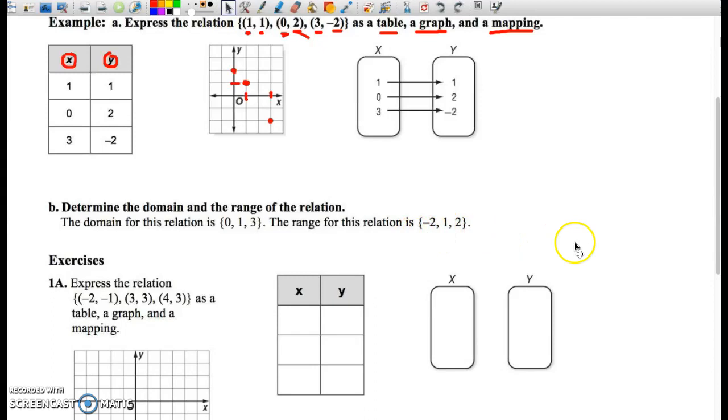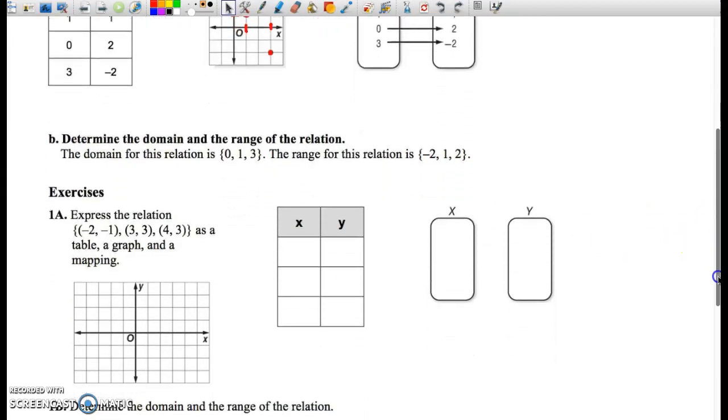Okay, now let's try and do this without the answers in front of us. We're going to do one on our own. Here it is.